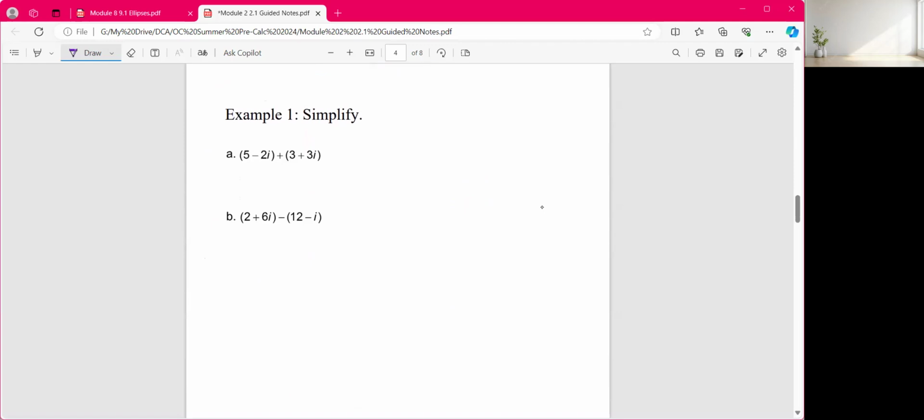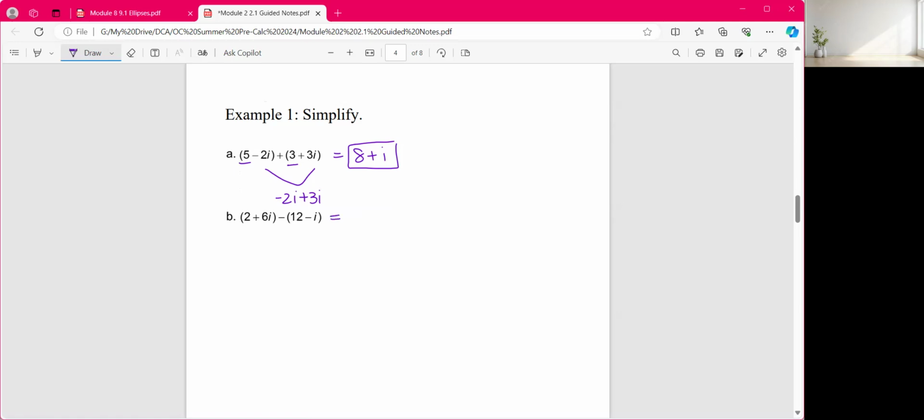So when we simplify, notice here we're adding and subtracting complex numbers. We're really just combining like terms. So I'm going to add my real numbers, and then I'm going to add my imaginary numbers. -2i plus 3i is going to give me +1i. Okay, notice that's in the standard form of a complex number, real number first, imaginary part second.